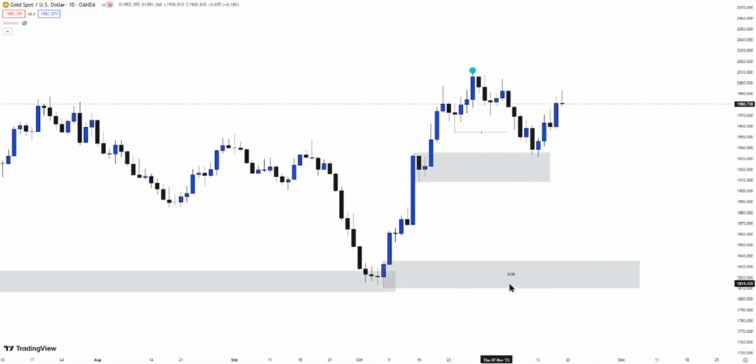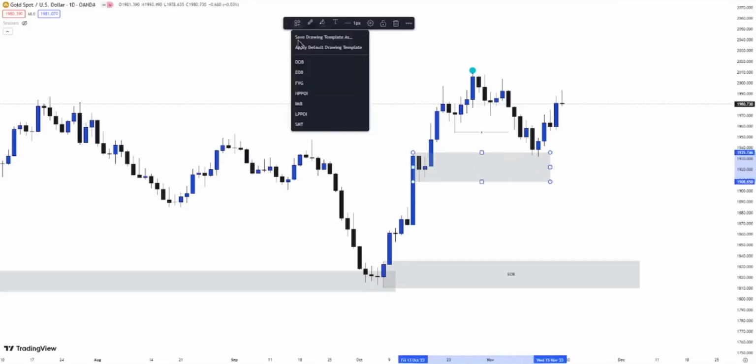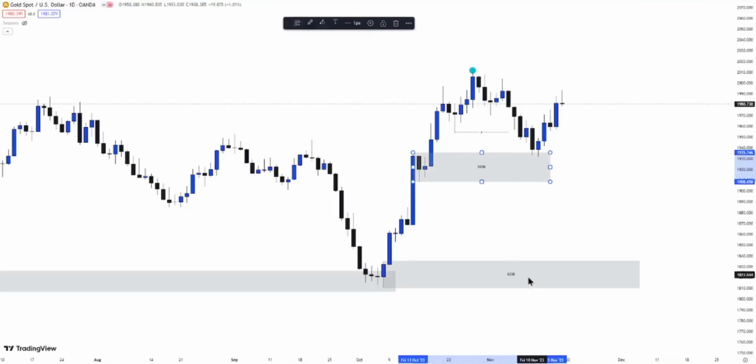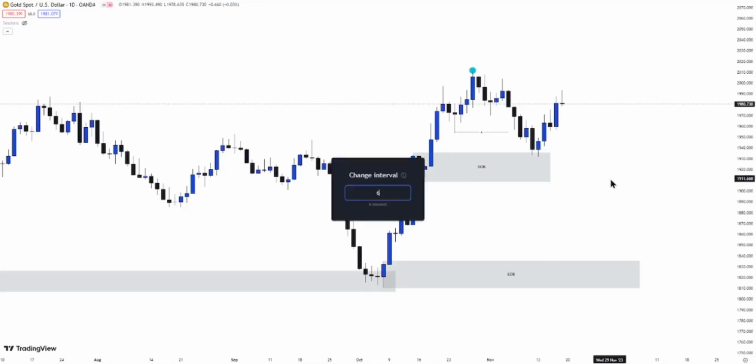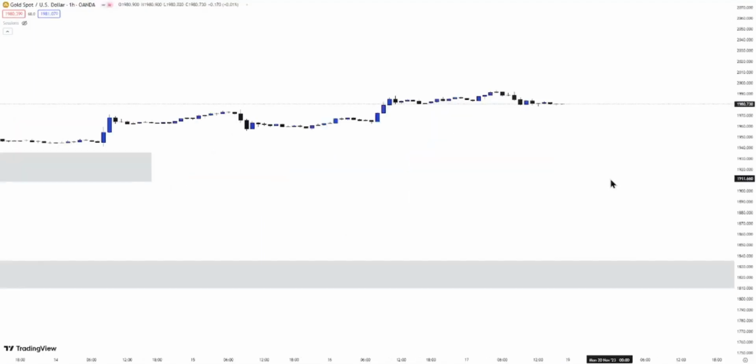Now, this is your extreme OB, all right? This is your extreme point of interest. This is your DOB. This one is your DOB. And this is your EOB, your extreme OB. Only two OBs work here, I've told you. And so when price tapped on this DOB, price reacted, all right, and started going higher. So that's the picture on the daily time frame of gold. But let's get to this 1 hour time frame and see what the 1 hour time frame is doing.